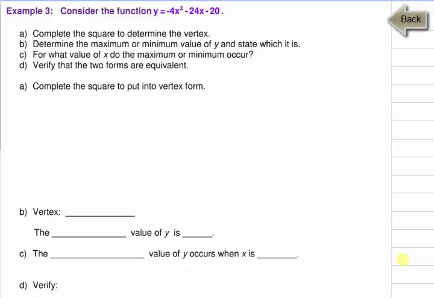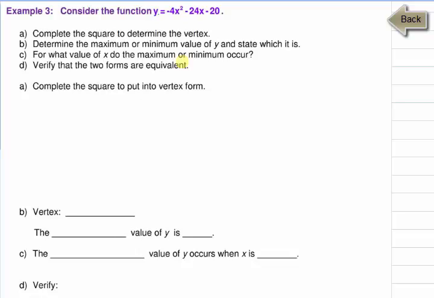In example 3, we're going to consider the function y equals negative 4x squared minus 24x minus 20. We're going to complete the square to determine the vertex, determine the maximum or minimum value of y and state which it is, then for what value of x do the maximum and minimum occur, and then verify that the two forms are equivalent.